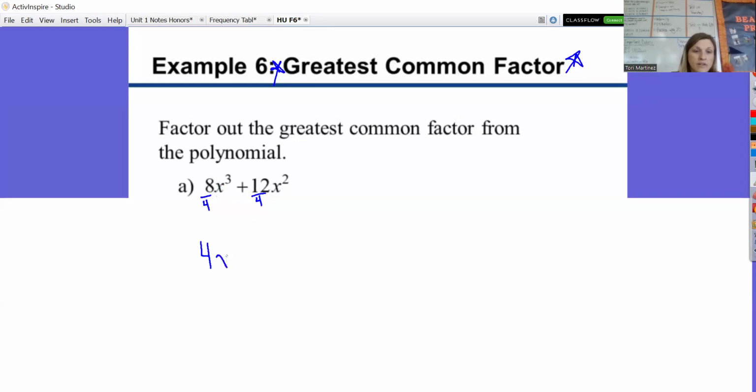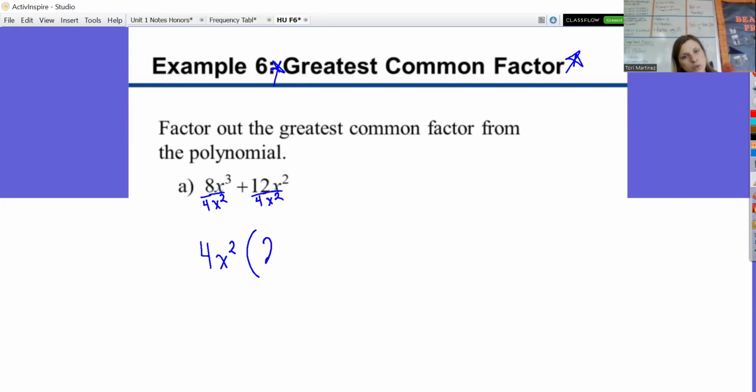Variable-wise, they both have an x. This term has 3 x's, this one has 2, so I know they both have at least 2 x's in common. Rule of thumb for GCF, you take your variable in common, take the lowest exponent. And then what we do is we put a parenthesis to figure out what's left over. We're basically undoing the distributive property. We're doing the opposite of the distributive property. We're going to divide everything by that GCF, 4x squared.